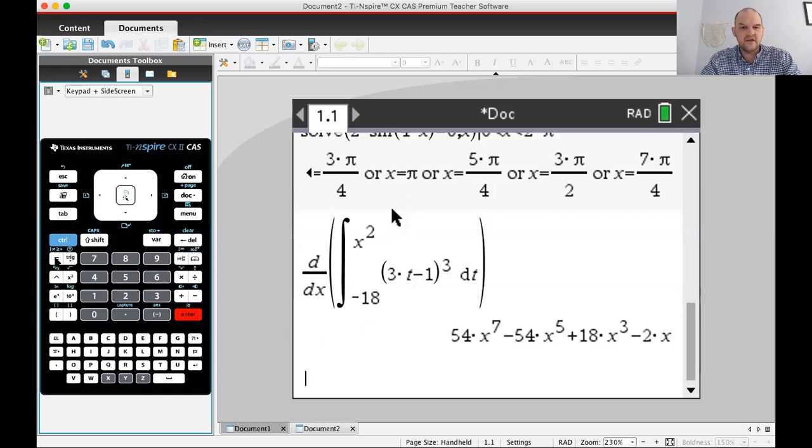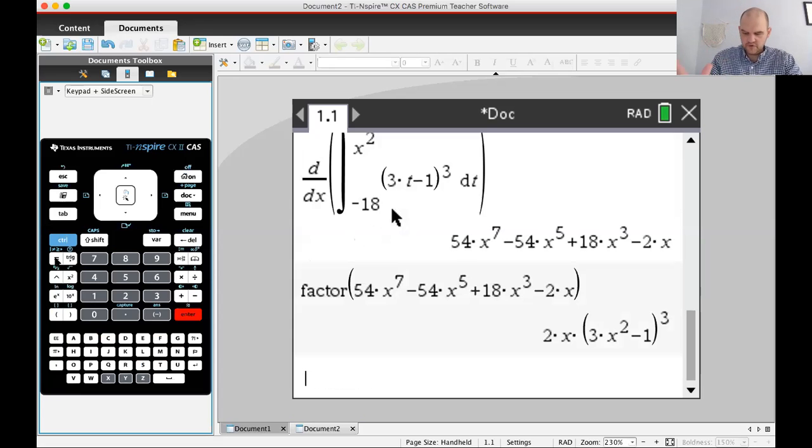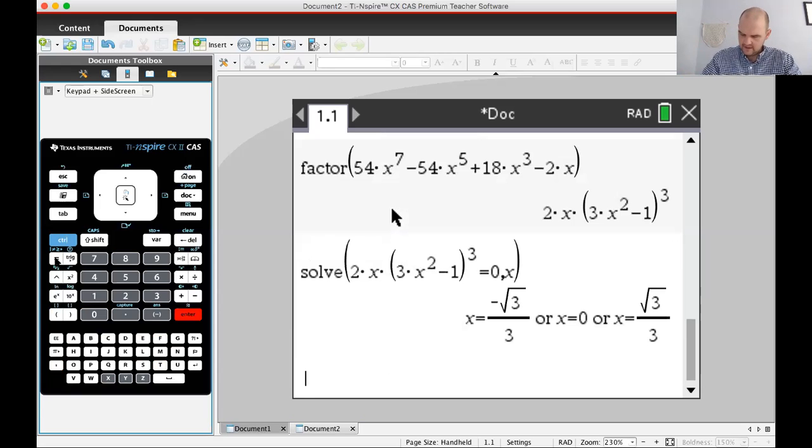Oh my gosh. So this, can we factor this? Yeah, that's what we got. So we got 2x, that quantity, and then we wanted to solve when that equaled 0 for x. So we get plus or minus radical 3 over 3, and we get 0. We got them all.